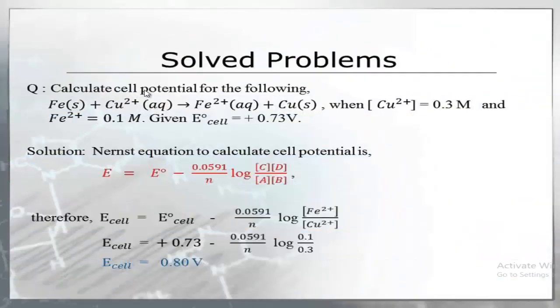Now another problem: calculate the cell potential for the following reaction. Follow here, iron reacts with copper ion, producing ferrous ion plus copper. Here the copper ion concentration is 0.3 molar and the ferrous ion concentration is 0.1 molar. The standard cell potential given is 0.73 volt, so no need to determine it, it is directly given. Putting in the other values, the number of transferred electrons is 2, so we can easily calculate the EMF of the cell.